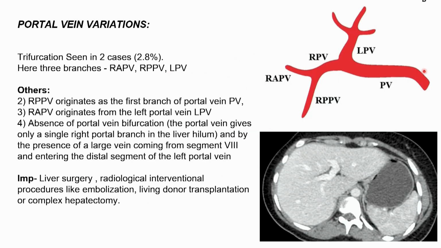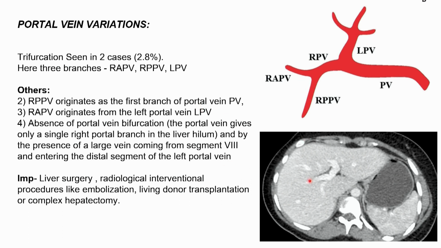Portal vein variations. The portal vein normally divides into left and right branch, and the right further divides into right anterior and right posterior. But in case of variation, trifurcation can be seen in which the portal vein directly divides into right anterior, right posterior, and left portal vein.